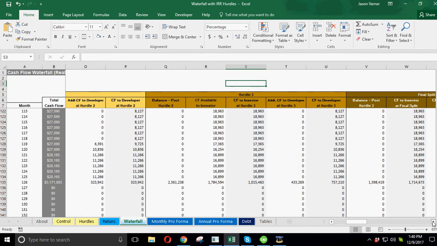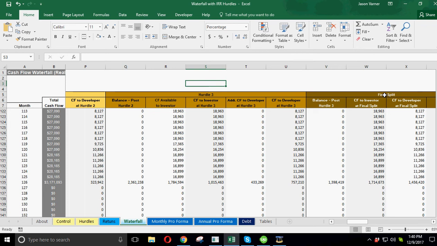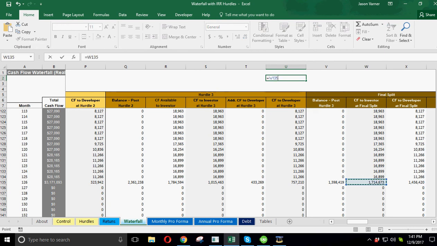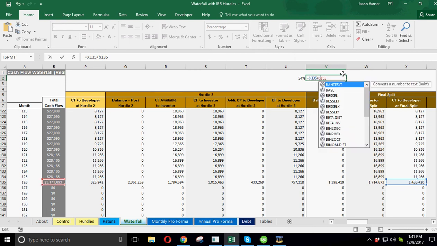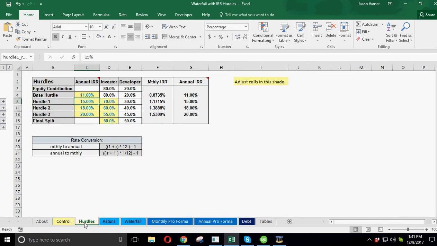I'm trying to see what, oh, right, we have a final split. So the final split here is going to equal C3.1. So this is of the 3.1 million. So it's saying the cash flow to investors is going to be 1.7 divided by this, and it's not half yet, so 54%. And then to the developer is going to be 46, and that should follow the hurdle.